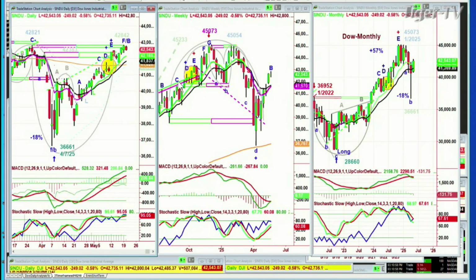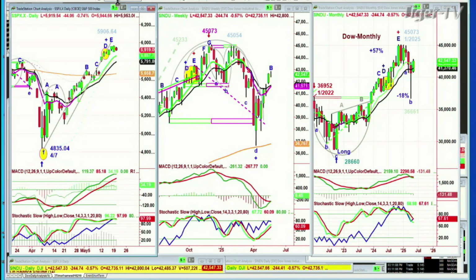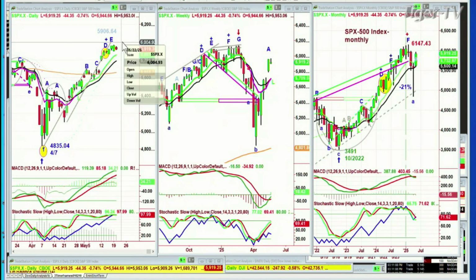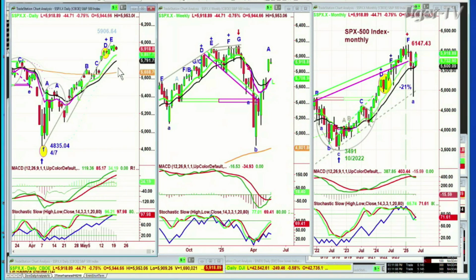So this is still a work in progress. I'm not going to spend time on the others other than to say SPX.X, so the Dow is down 246 at 42,547. The S&P is down 44 at 59.19. Look, it's also got a potential instant restart right here, but it's so extended you would expect. I've got a 1-to-1 to the upside that says at the 6,005 level, that's where there should be resistance.